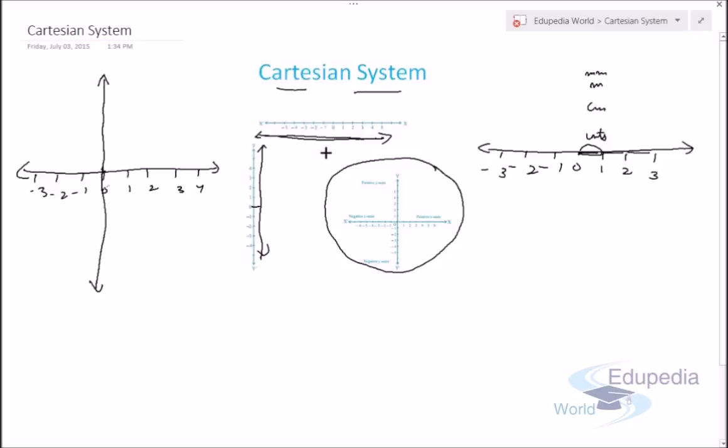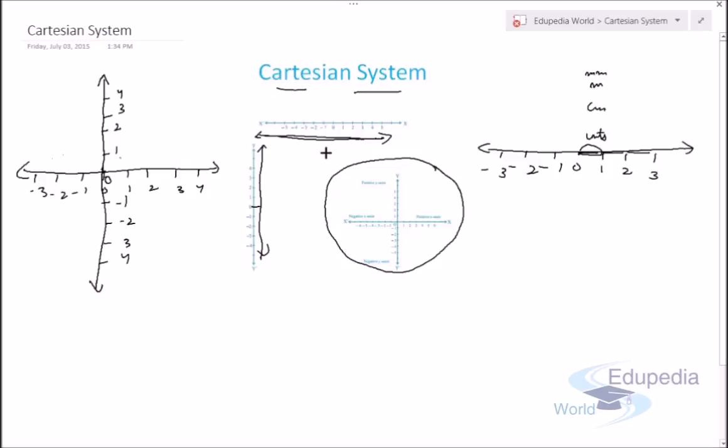So here the 0 will be in the same place. In the above part it will be positive numbers, or we can say above the origin it will be positive numbers, and below the origin it will be negative numbers, which forms a Cartesian plane.